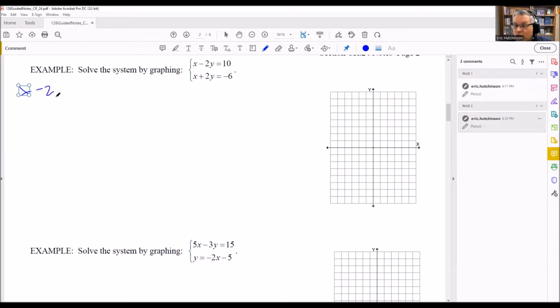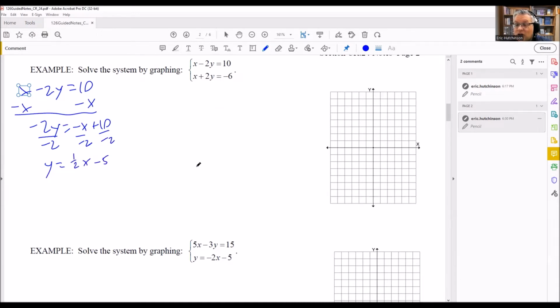So for the first equation, we have x minus 2y equals 10. So let's subtract the x from both sides because we want to get the y by itself. So I have negative x plus 10 there. I'm going to divide everything by negative 2, so I can get the y by itself. Negatives are going to cancel, 1/2 x, and then minus 5. So here's the first one we'll graph.